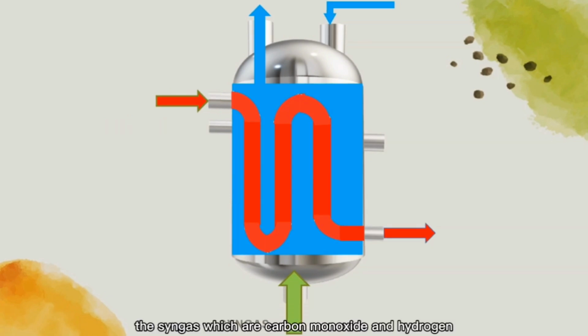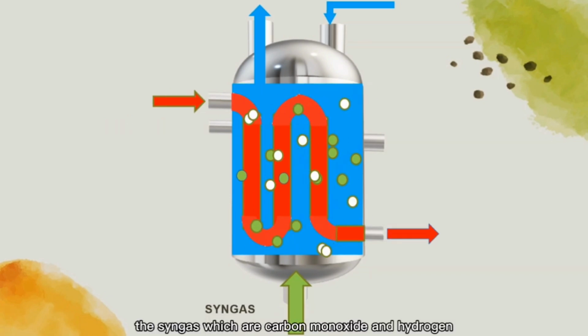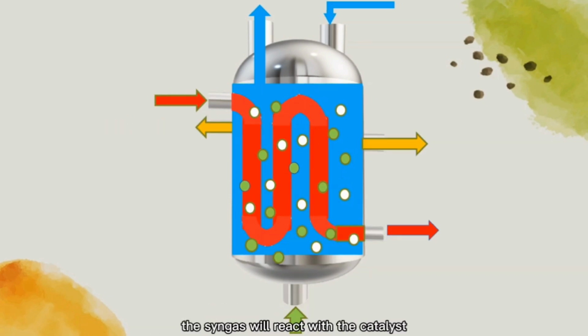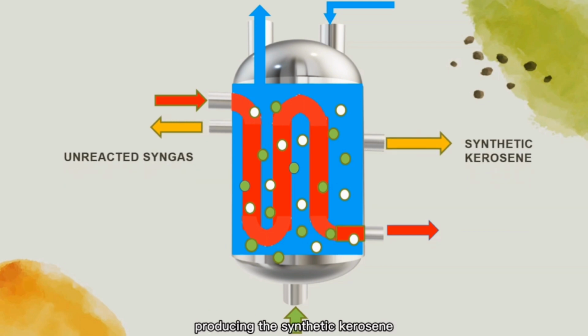Next, the syngas, which is carbon monoxide and hydrogen, is fed into the reactor. The syngas will react with the catalyst producing the synthetic kerosene.